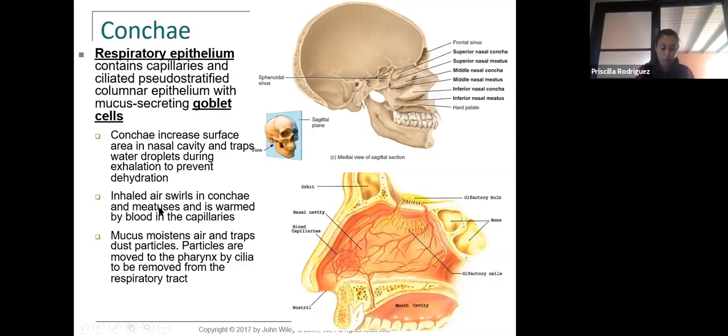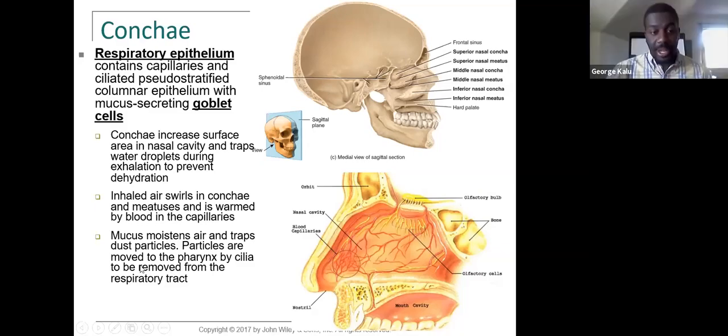The third function is going to be the mucus. The mucus has the ability to moisten any air because there's going to be some water in there. And it's going to be able to trap a bunch of dust particles and pathogens and things like that. That's going to be really important because like I said before, when we're breathing in, we're not just breathing in air. We're breathing in pollen, ash, debris, bacteria, viruses, a bunch of different things. And we want to make sure that that stuff does not get deeper into the respiratory system because then that can cause some significant health issues.